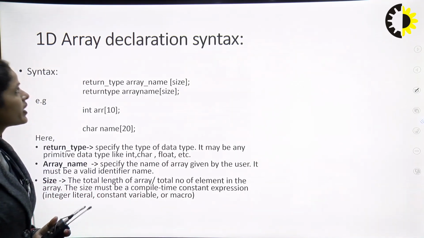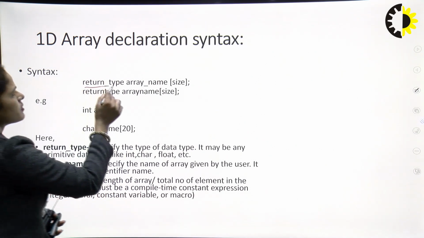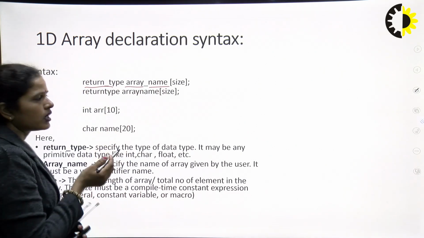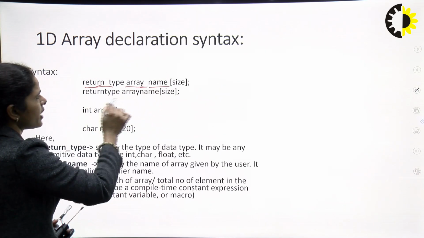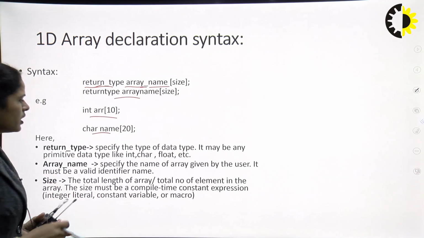Next, how to declare a 1D array? The same as the default array, which is also known as the 1D array. So basically return type, array name and size. This is the example of the 1D array.